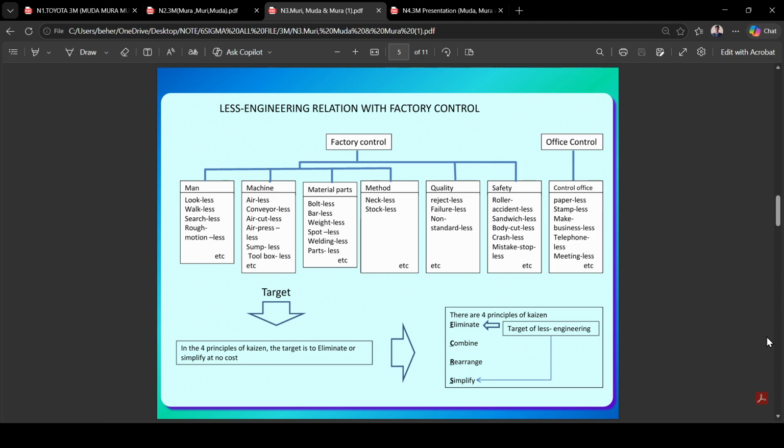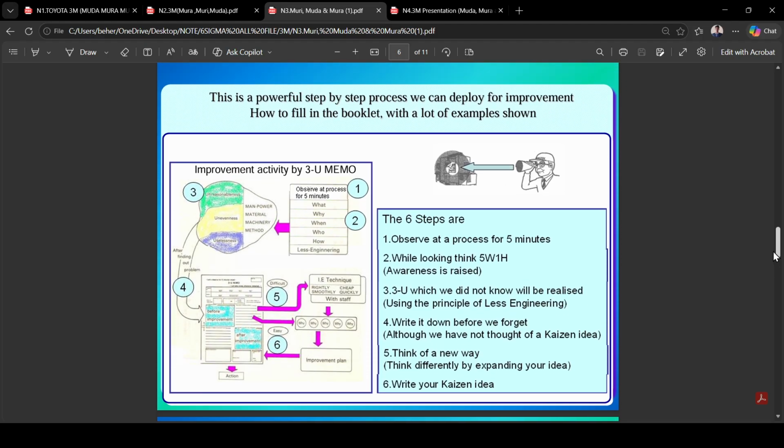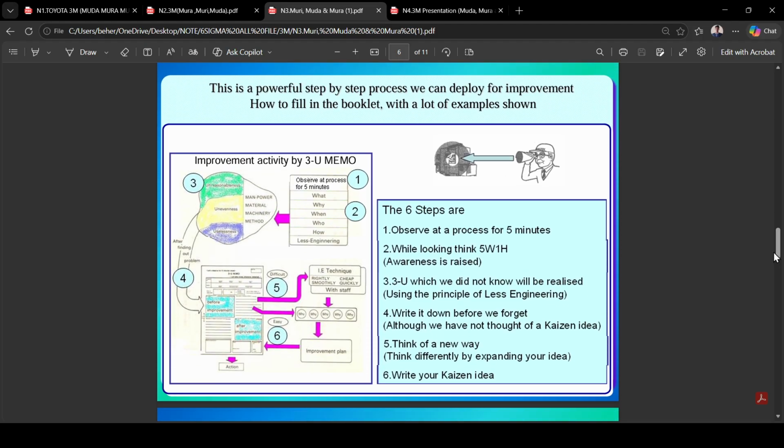So you read all these things. Then next, this is the powerful step-by-step process you can deploy for improvement. How to fill in the booklet, with a lot of examples. The 6 steps are: first, observe the process for 5 minutes while looking.